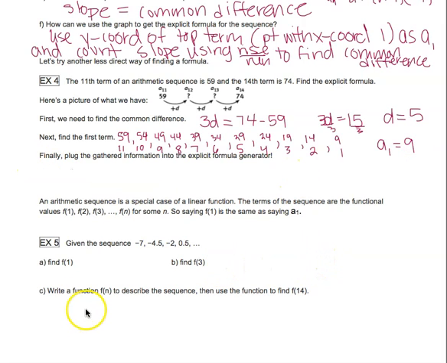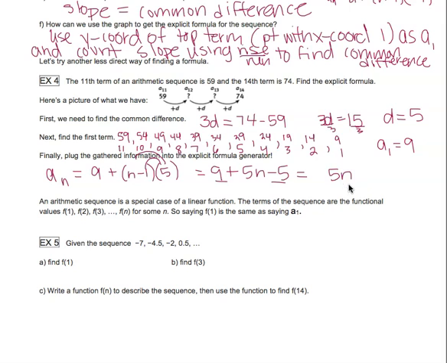Now I can plug that gathered information into my explicit formula generator. So first term, 9, plus n minus 1 times the common difference. So distribute the 5. Gives me 5n minus 5. And then, like terms here, my explicit formula is 5n plus 4.